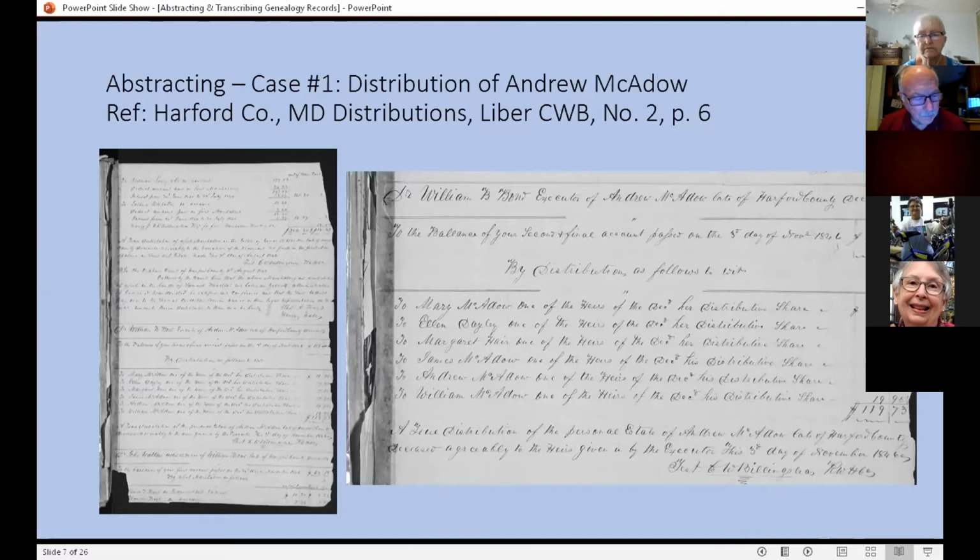As well as the information that includes the pay that they ended up receiving. When abstracting this information, the information that is vital is the name of the person, the decedent, the person handling the case, whether they're the executor or the administrator, as well as the names of the heirs or the legatees and the date that this item was recorded.